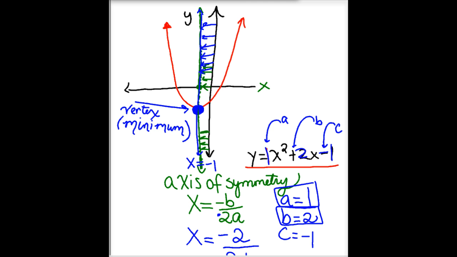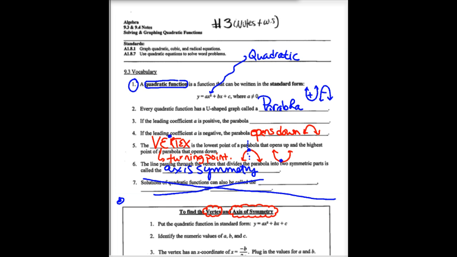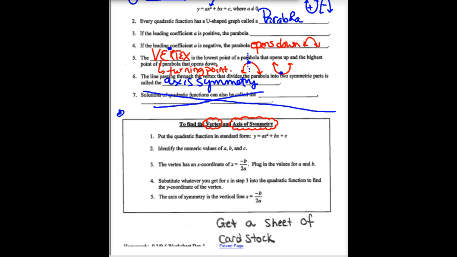So let's go back for a moment to the green sheet. It says to find the vertex and the axis of symmetry, put the quadratic in what we call standard form. What that means is that if it was all jumbled up like this, make sure you put your squared term first so that you can get your A, B, and C all in a row. That's all that means. It says identify what's A, what's B, what's C.